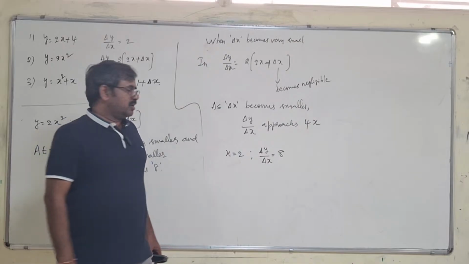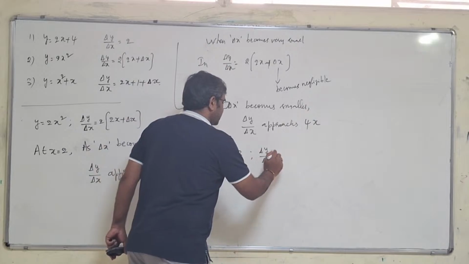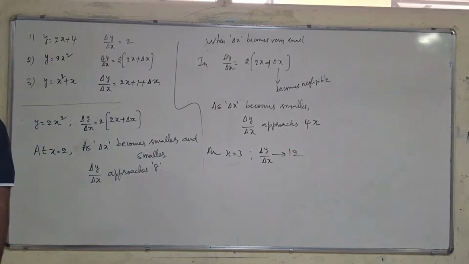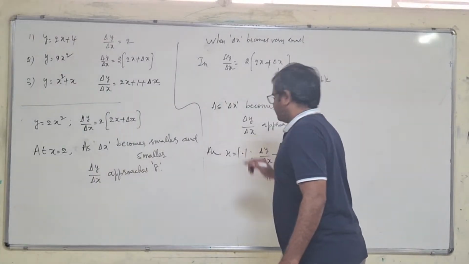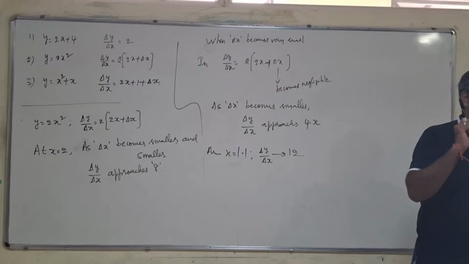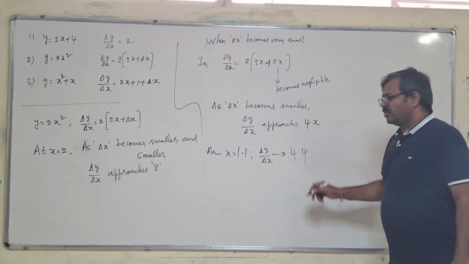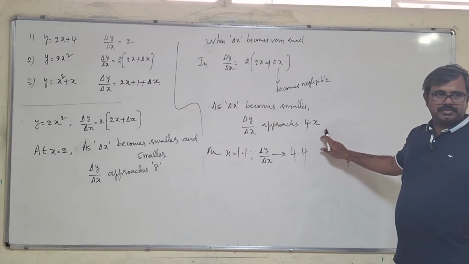Is this understood? Around x is equal to 3, if you construct a small interval, delta y by delta x is close to which number? 12. 4 into 3. Around x is equal to 1.1, if you construct a very small interval, you would find that delta y by delta x is close to what? 4.4. 4 into 1.1. You understand what I'm saying?